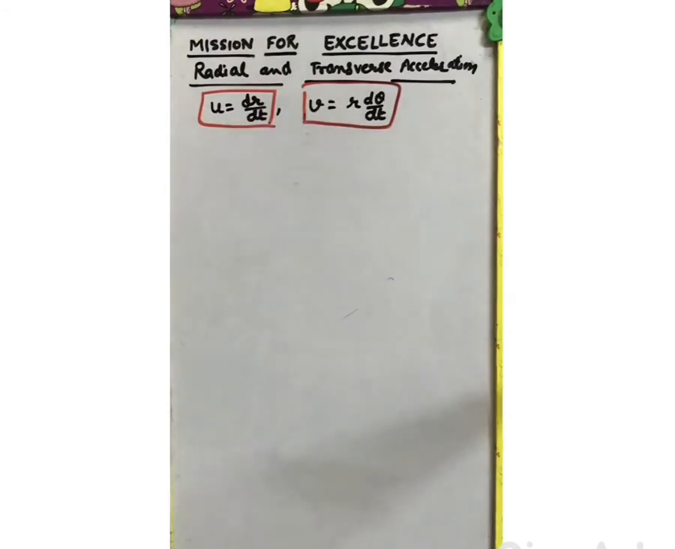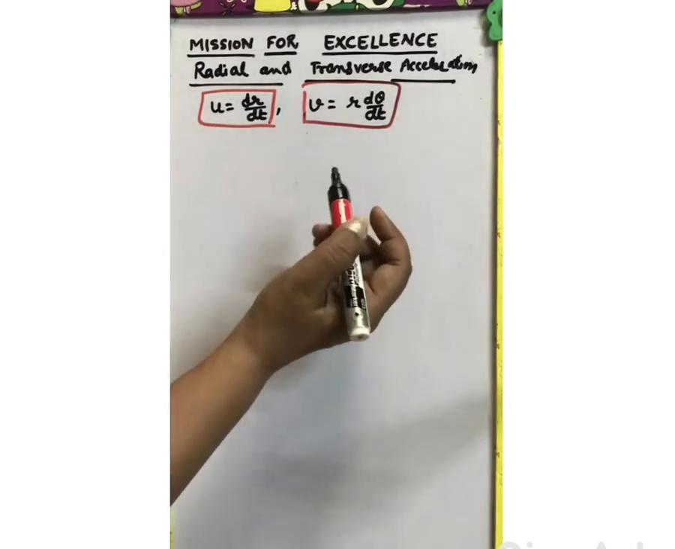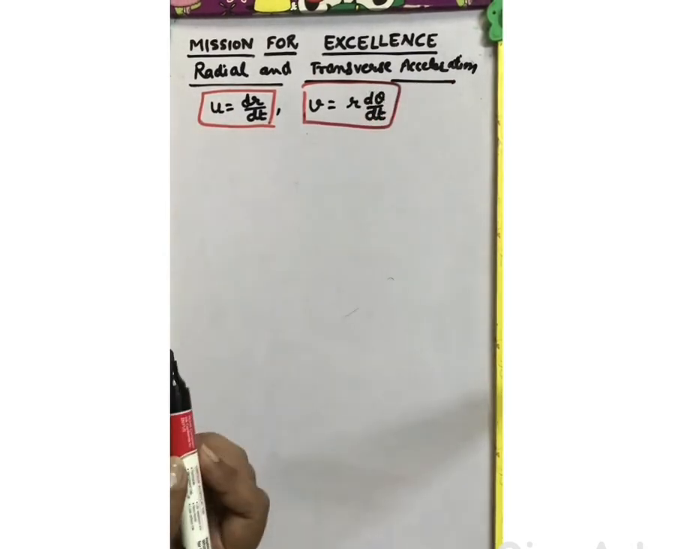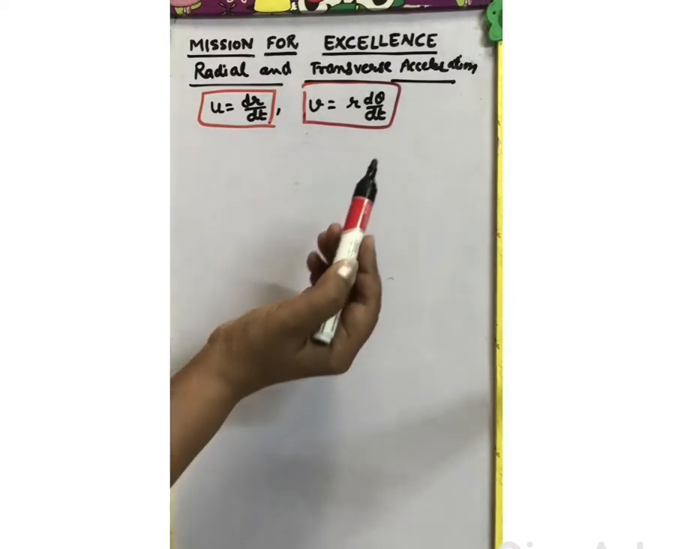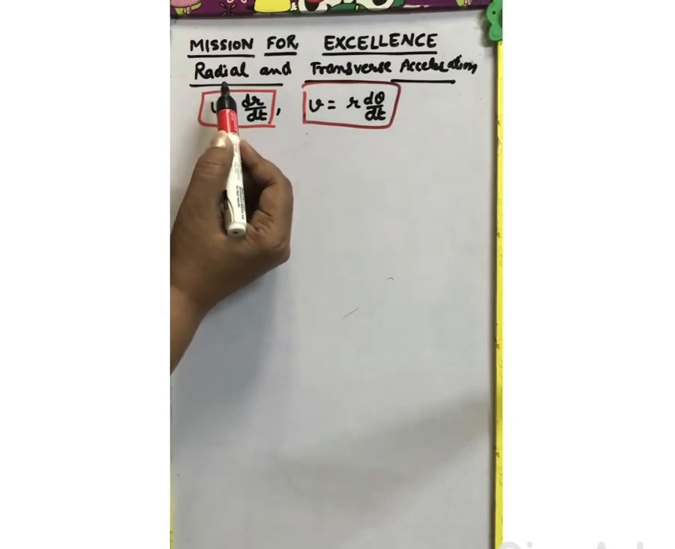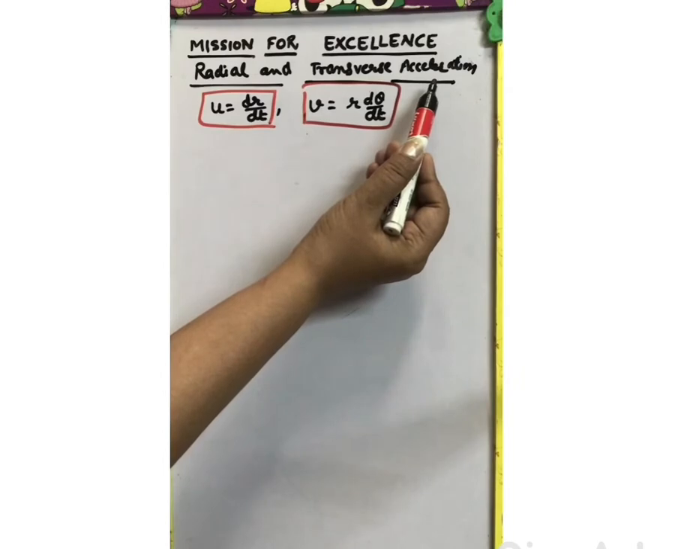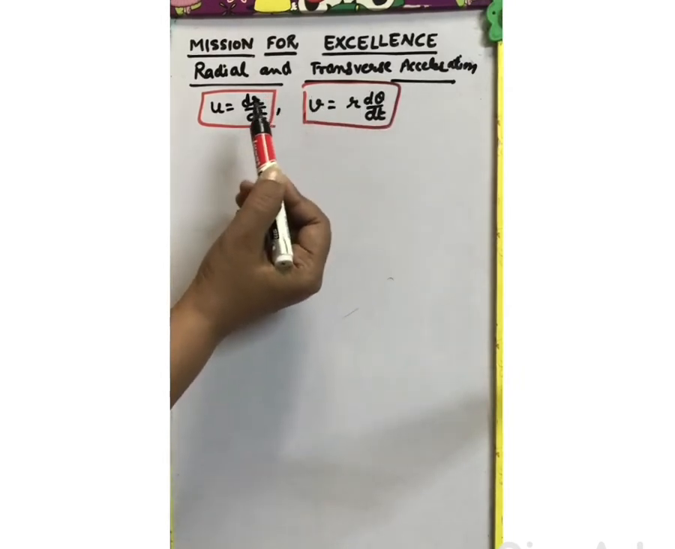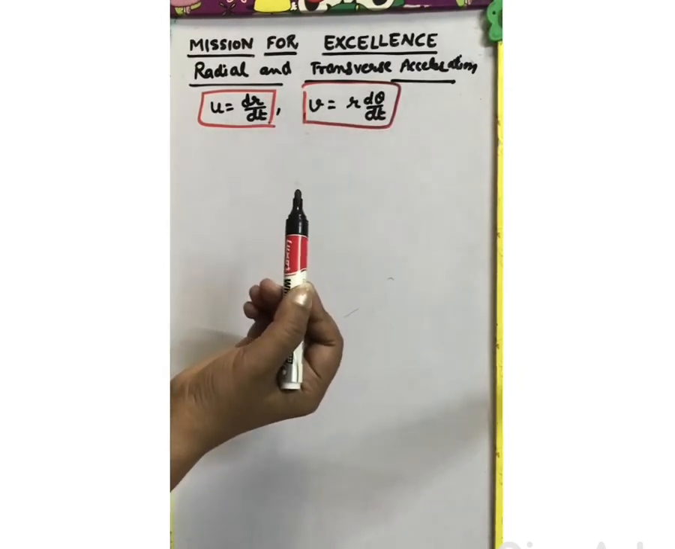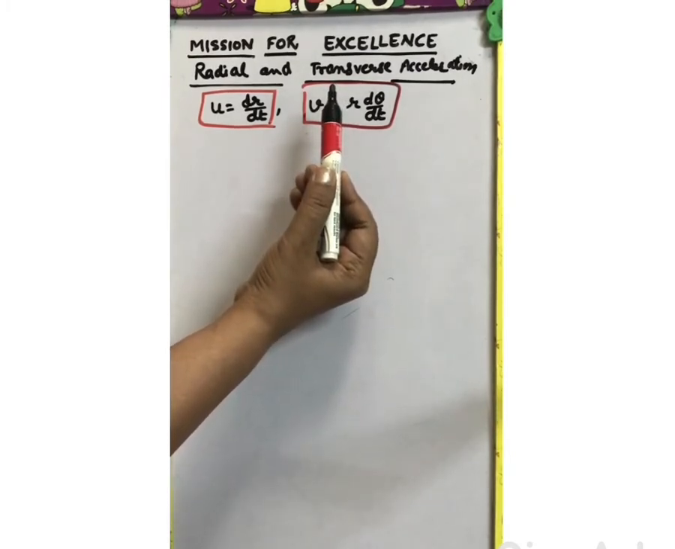Now, radial acceleration. What is radial acceleration? Acceleration means rate of change of velocity. So rate of change of velocity in the direction of the radius is known as radial acceleration, and rate of change of velocity in the direction perpendicular to the radius vector is known as transverse acceleration. So first we will define radial and transverse acceleration.